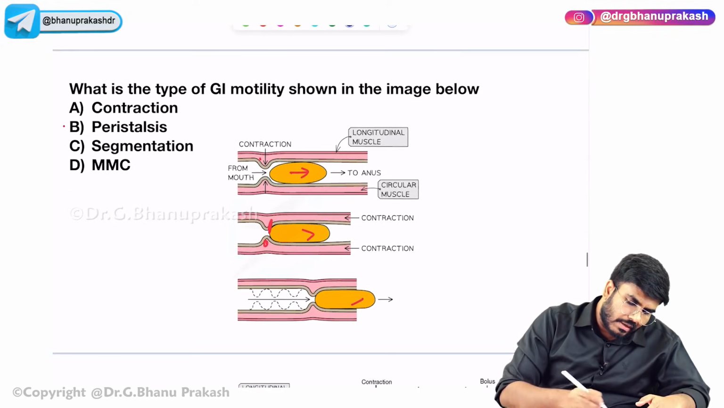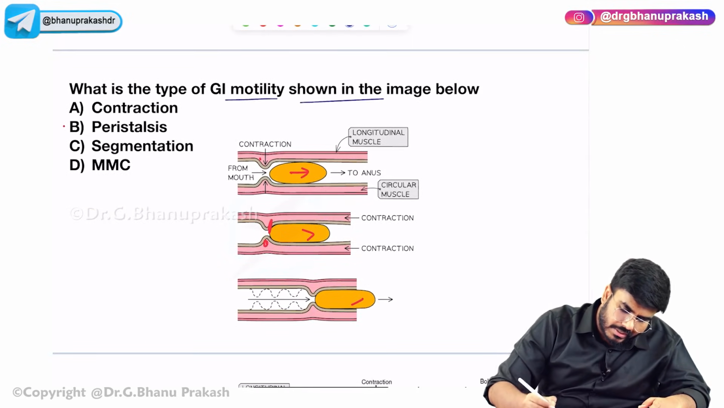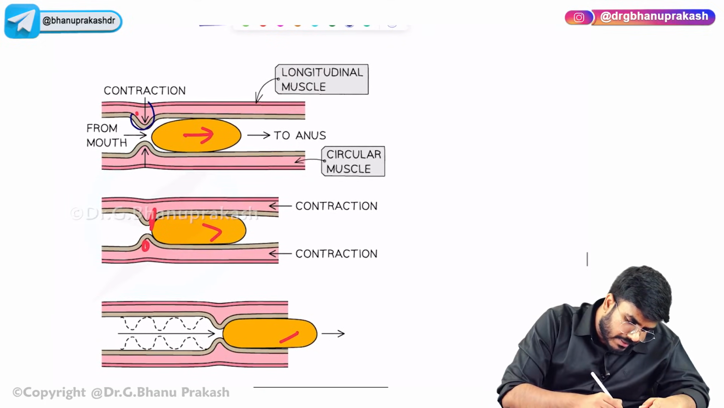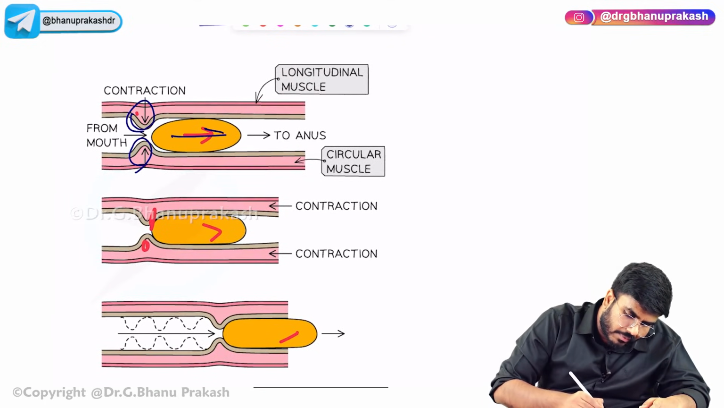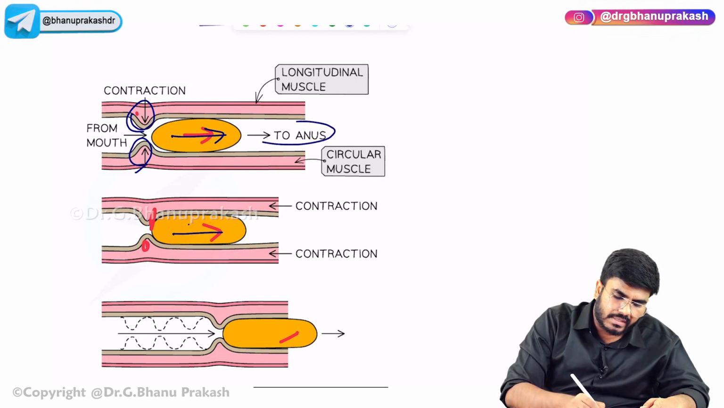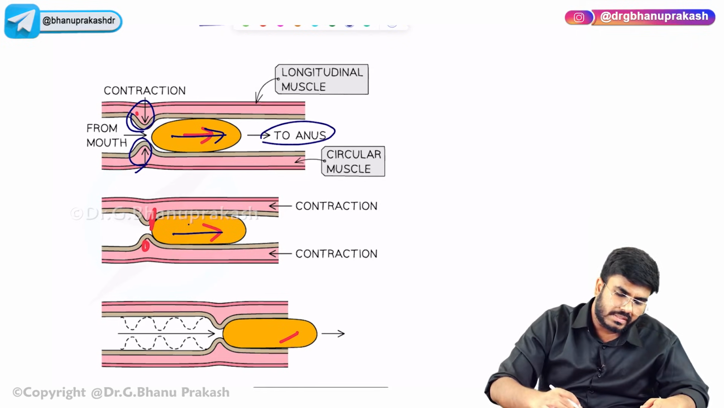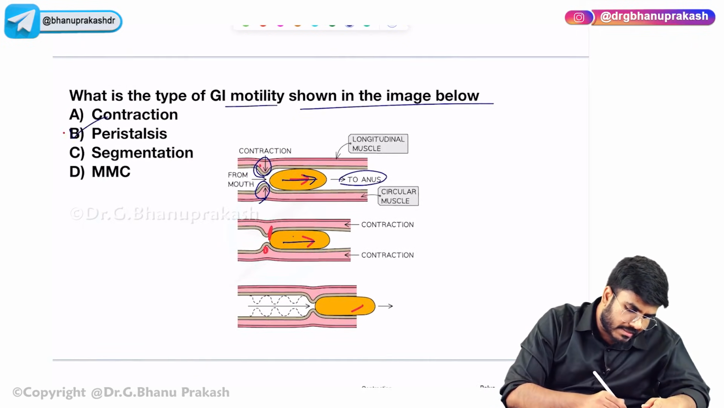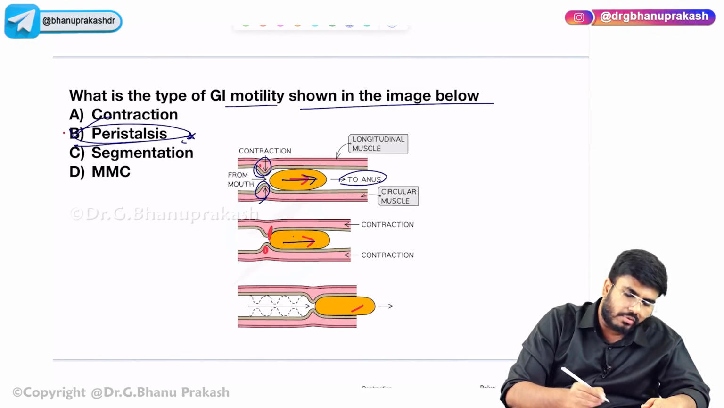Okay. Next, what is the type of GIT motility shown in this image? So in this image, you can say the proximal segment is contracting and the food is moving in the forward direction towards the anus, always aboral. Okay, this is peristalsis. For sure, this is peristalsis, no doubt.